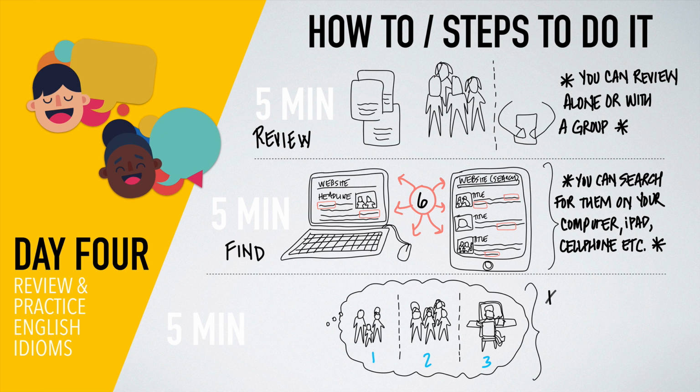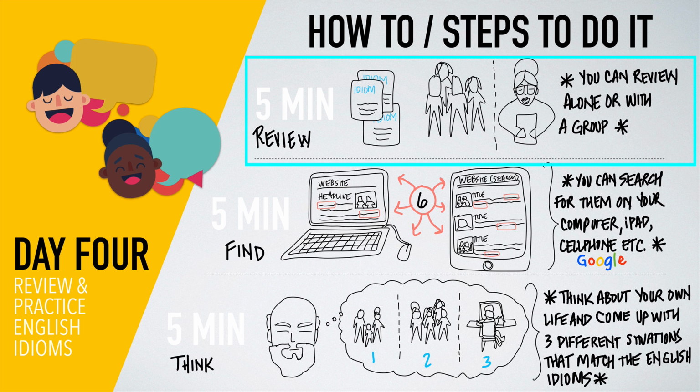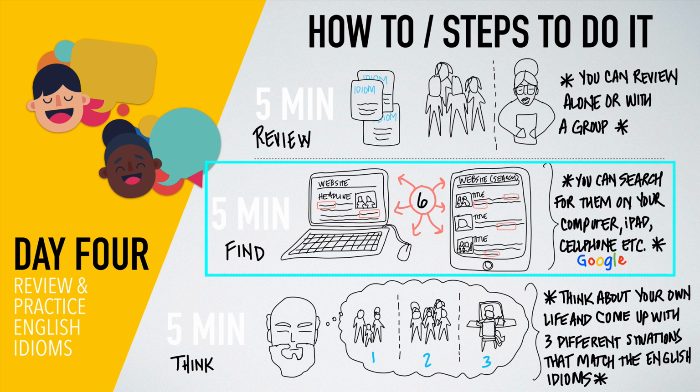So again, you break that 15-minute period into 3 different parts. First, you're gonna review. You can review alone or with a group. Next, you're going to find, again, on your computer, your iPad, or whatever mobile device you have where you can access the internet. Find these idioms in different spots, okay? Specifically, things that are written by native English speakers. And you're going to find those idioms and those sentences and how they are used, okay?